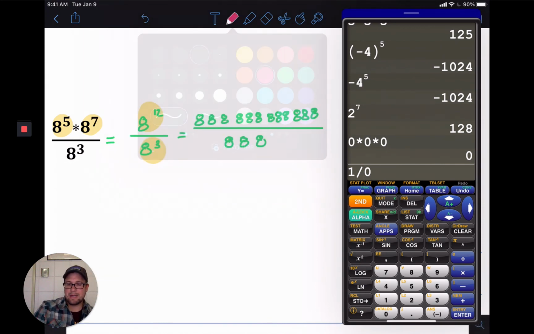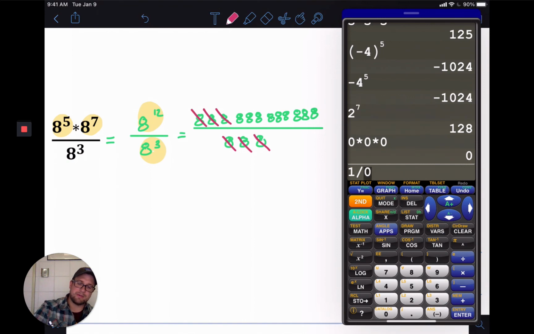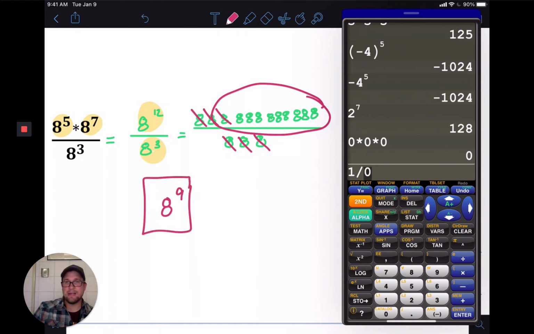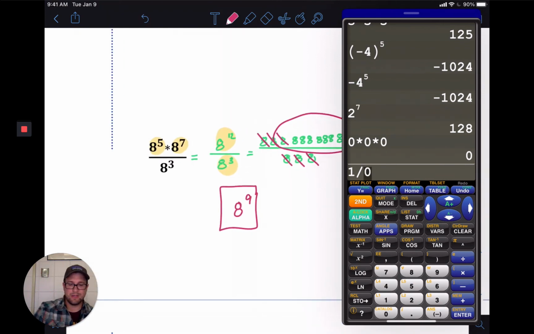Now, in math, anytime I have the same number on the top and the bottom, I can cancel them off. So how many 8s were left up top? 9. How do we say that? 8 to the 9th power. And that's okay to do. That is the best answer we can give.